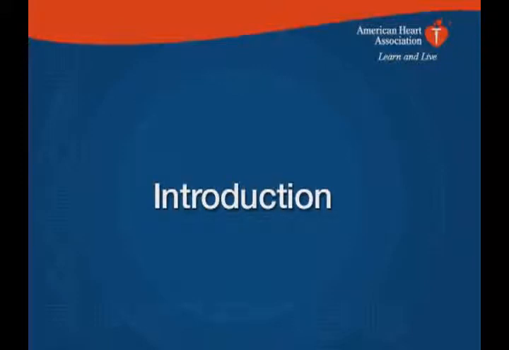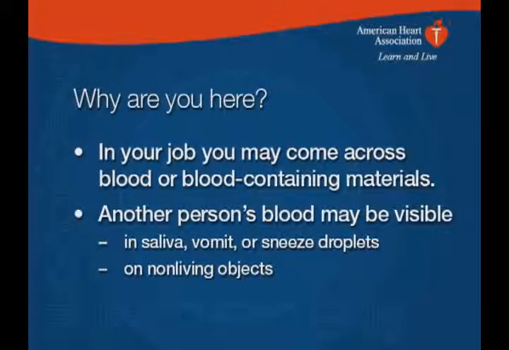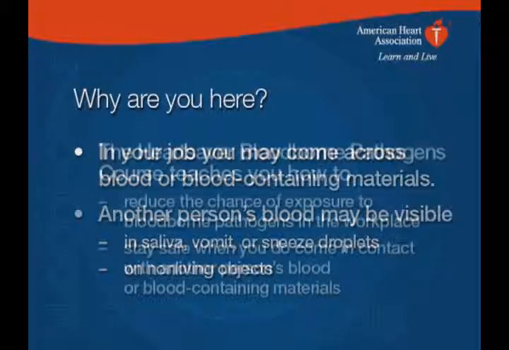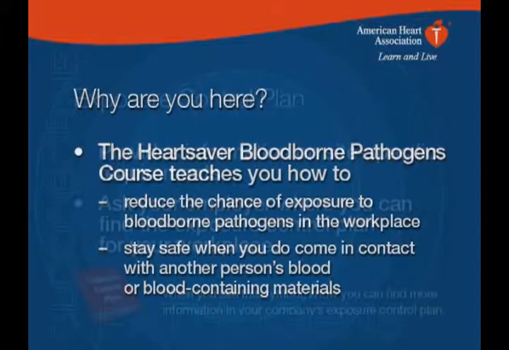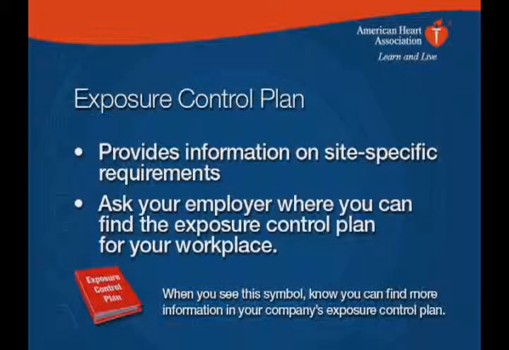This section is an introduction to the course. In your job, you may come across blood or blood-containing materials. Another person's blood may be visible in saliva, vomit, or sneeze droplets. Blood may also be found on non-living objects. This usually happens when blood from a person comes into contact with the object, but the object was not thoroughly cleaned afterward. The HeartSaver Bloodborne Pathogens course will teach you how to reduce the chance of exposure to bloodborne pathogens in the workplace, and how to stay safe when you do come in contact with another person's blood or blood-containing materials.